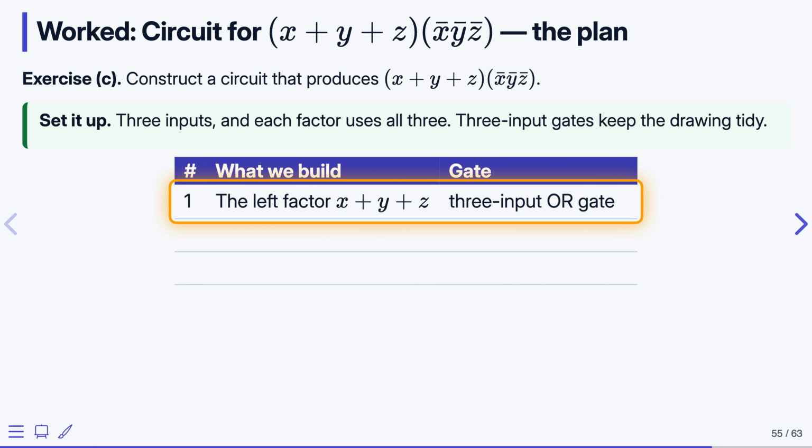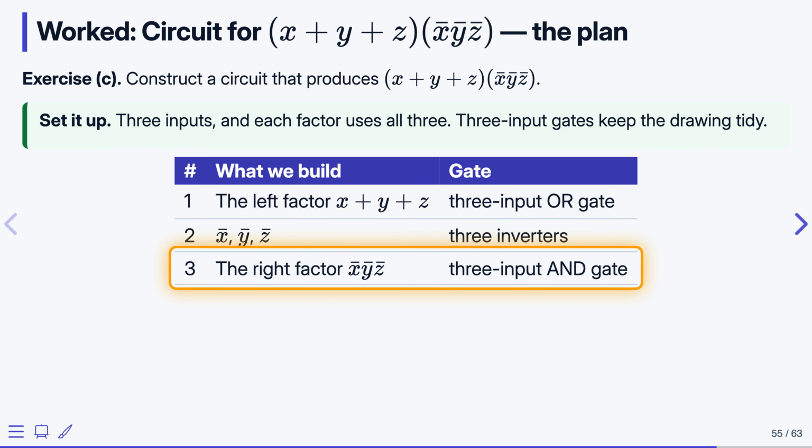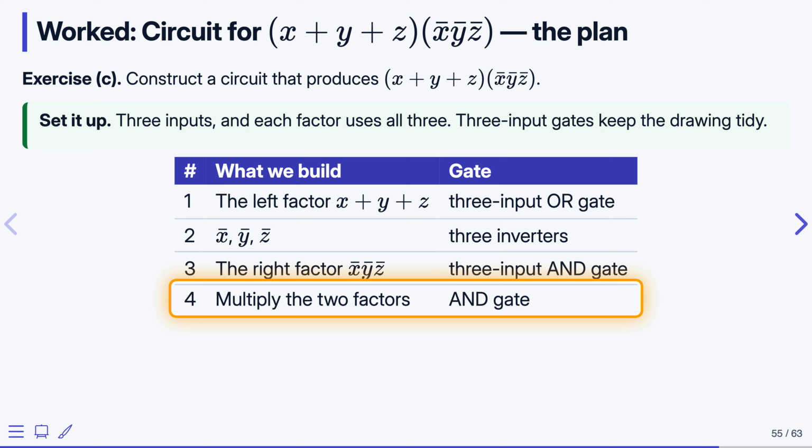Step 1. The left factor is x plus y plus z. 1 OR gate with 3 inputs does that in a single step. Step 2. For the right factor we first need all 3 complements, so that is 3 inverters. Step 3. Then one AND gate with 3 inputs multiplies bar x, bar y, and bar z together. Step 4. Finally, an ordinary 2-input AND gate multiplies the two factors. Draw it with 2 input gates only, and you would need 2 extra gates and a much messier picture.